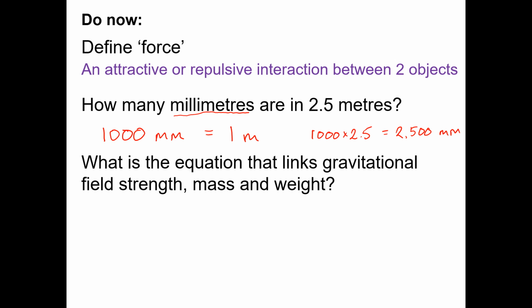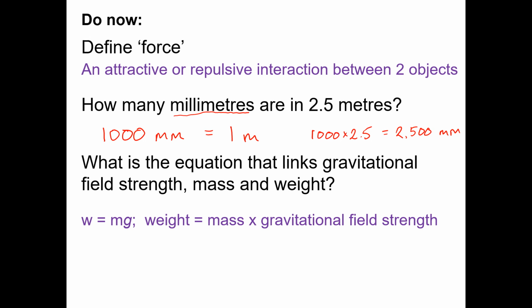What is the equation that links these three things together? Again, we've had this before. We can simply write it down, at least perhaps in the margin of an exam, W equals mg, but then we have to write it out in full. The weight of an object is given by its mass multiplied by the local gravitational field strength. This is the best way to write it. If you rearrange that, then please be really careful how you do that.